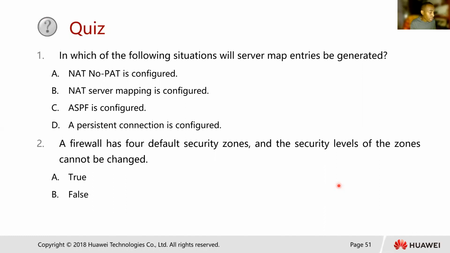So let's look at the other question. A firewall has 4 default security zones, and the security levels of the zones cannot be changed. True or false? And first of all, as you say that, also add which are those 4 default security zones. Don't just answer true or false. Which are those 4 default security zones? You tell me, and also say whether that statement is true or false.